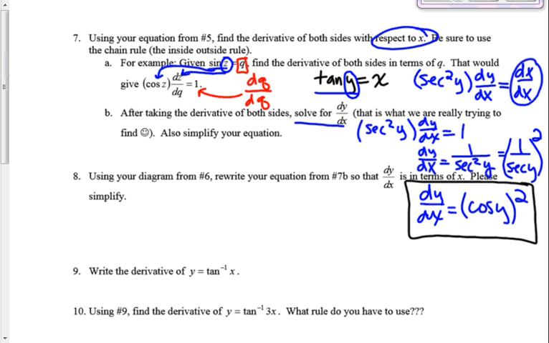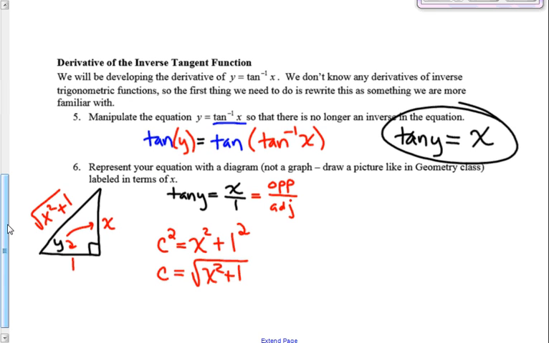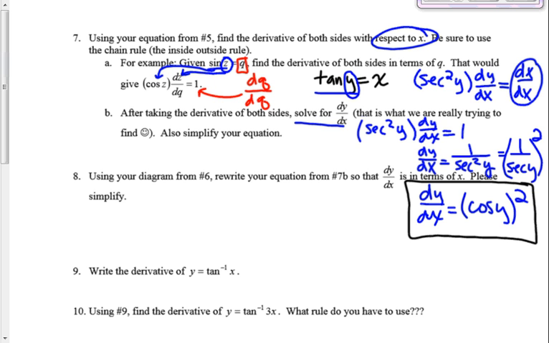But let's go back to the original problem. So turn your paper over. Let's go back. And what were we finding? The derivative of y equals tangent inverse of x. And look at that. We found the derivative of y. We found dy dx. Go back to where we were. Now what it says is, great. We're on number 8. Using your diagram from number 6, rewrite your equation from 7b so that dy dx is in terms of x. That's my only issue right now, is I've got this y right here.